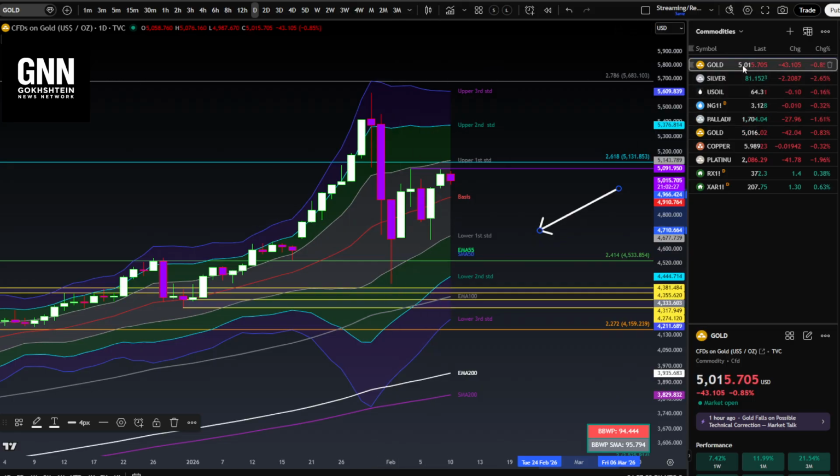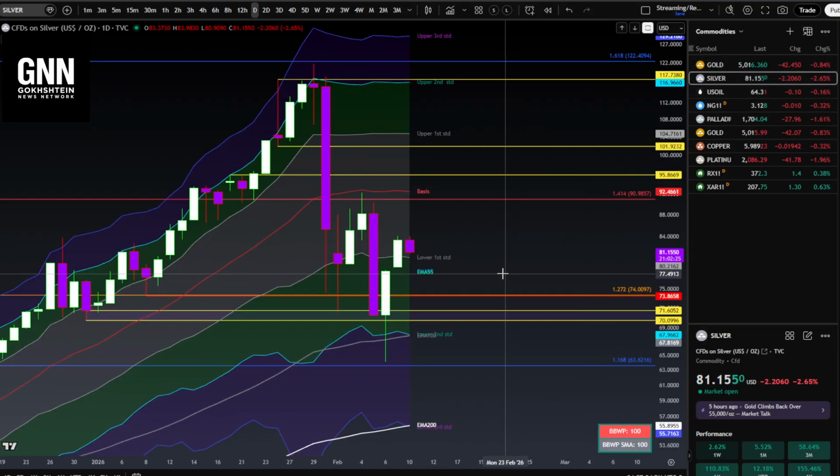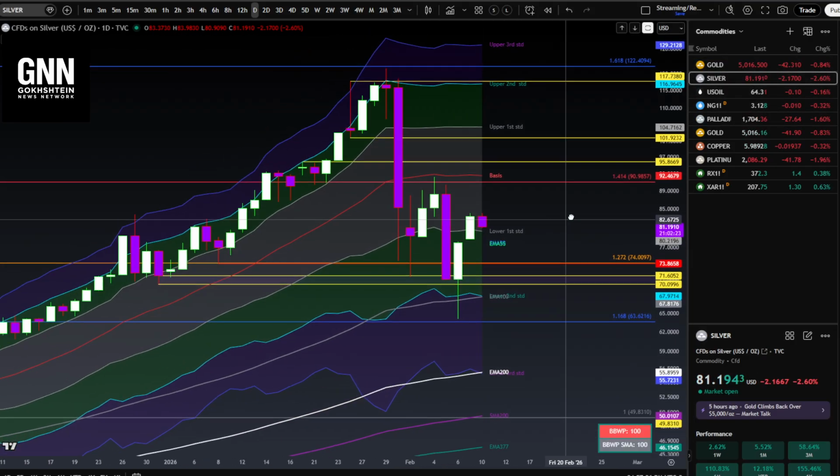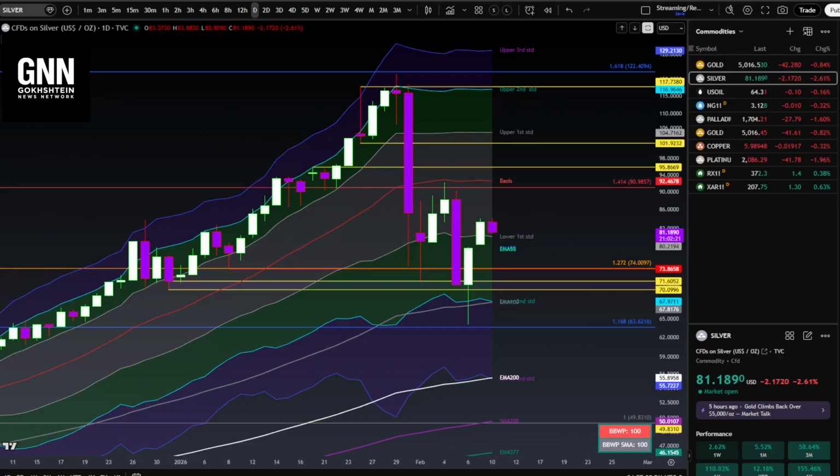So silver, a bit of a different look. Criteria is that it breaks the downtrend. That downtrend is going to be at 92.19, and it needs to hold the low right around $64.